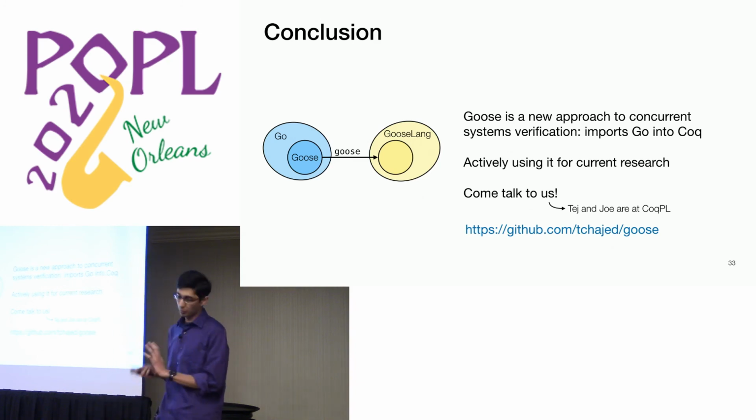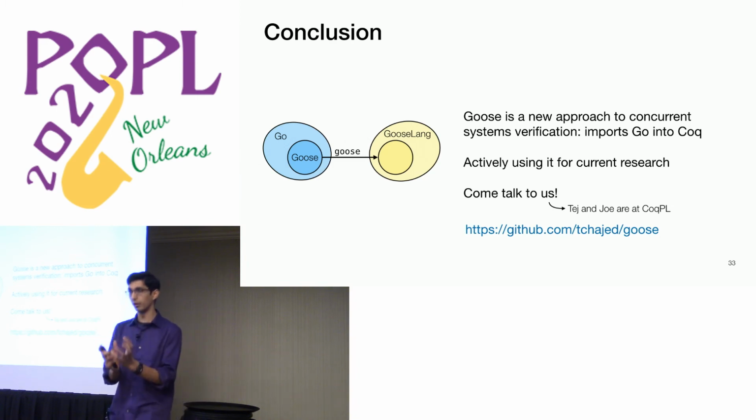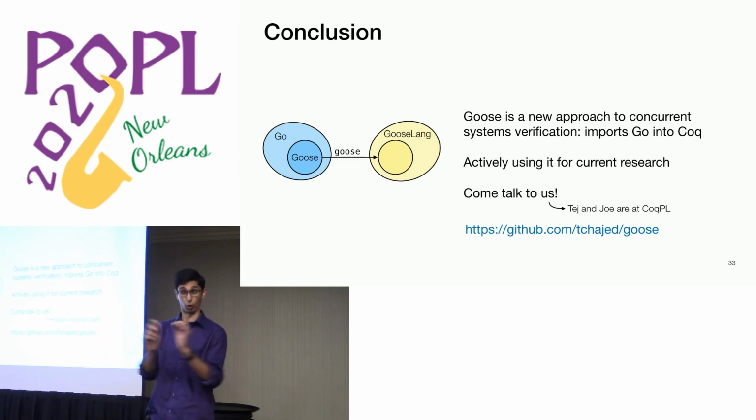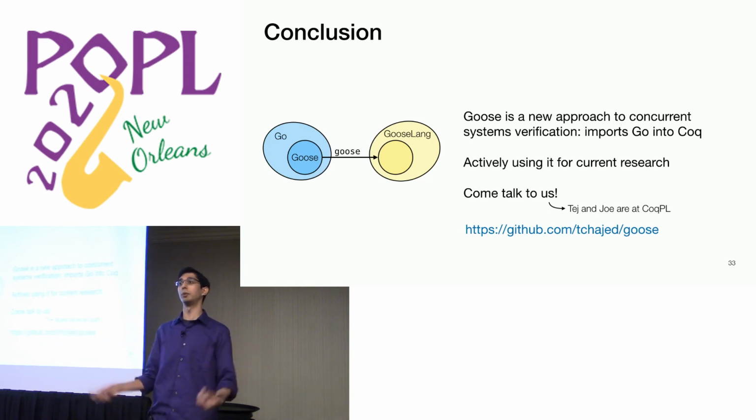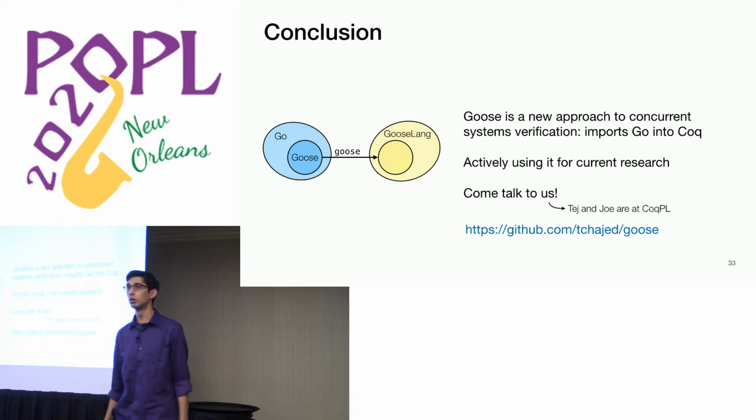I think you might think of our Goose language as being more of the core of concurrent systems, like it's sort of the intersection of all these systems languages, as opposed to being specifically about Go. But yeah, it's a good question.